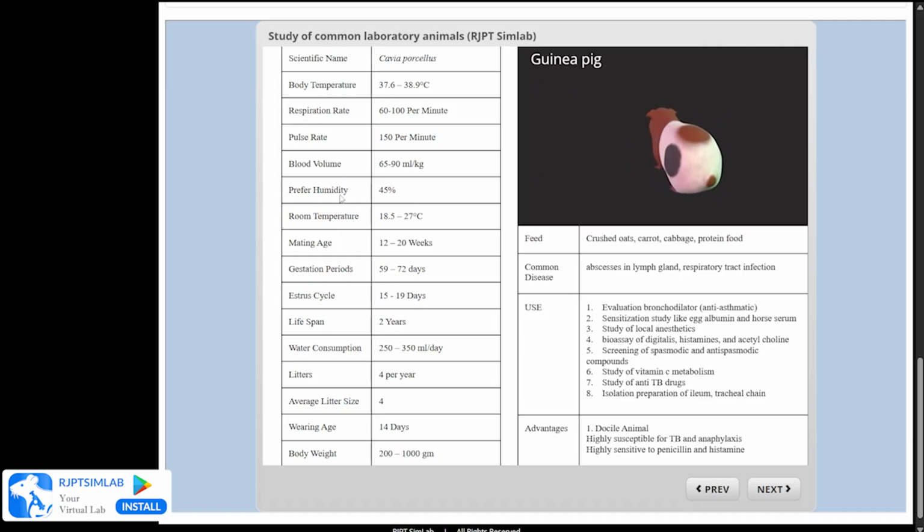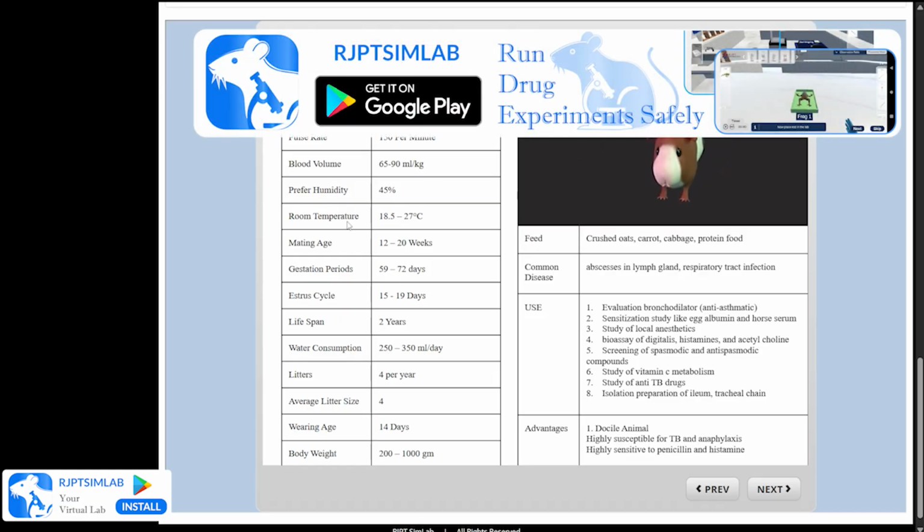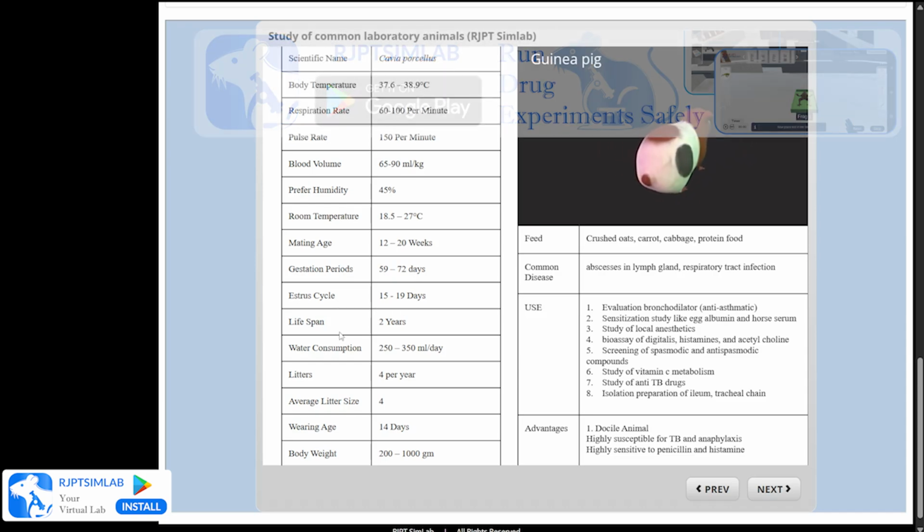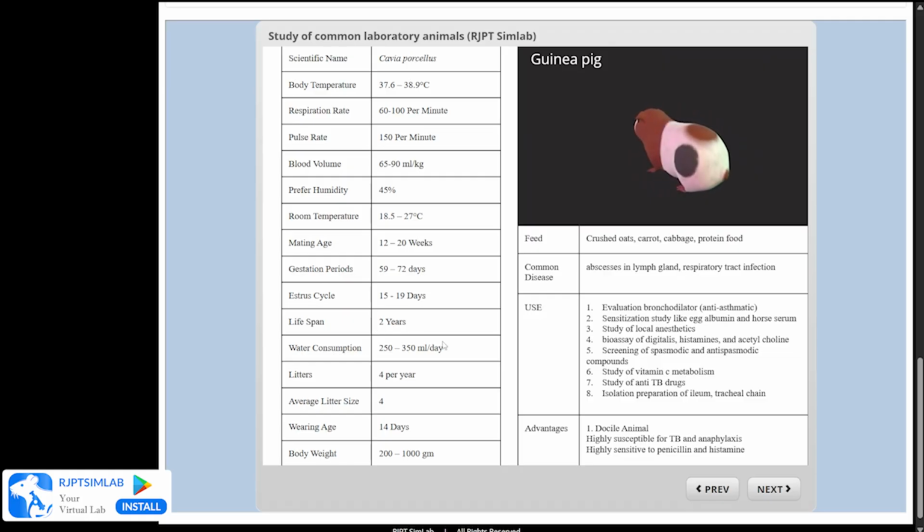The preferable humidity in which the guinea pig can live is 45%. The room temperature should be 18.5 to 27 degrees Celsius. The mating age of guinea pigs is 12 to 20 weeks. The gestation period is 59 to 72 days. The estrus cycle is 15 to 19 days. The lifespan of the guinea pig is 2 years.